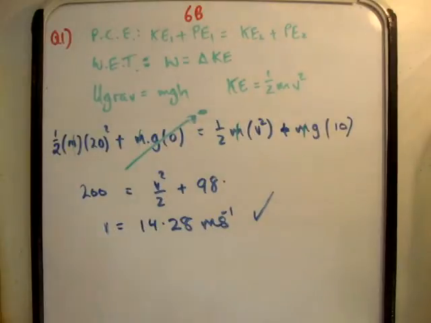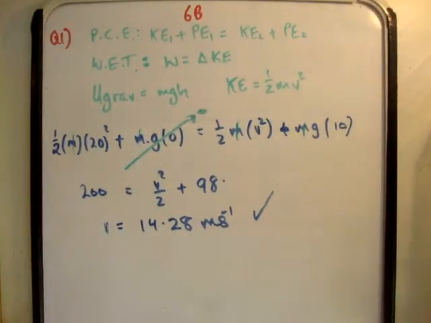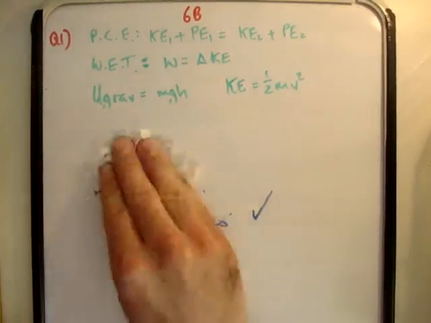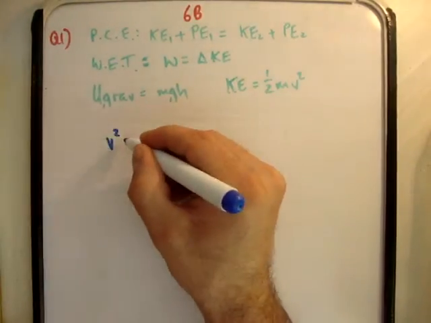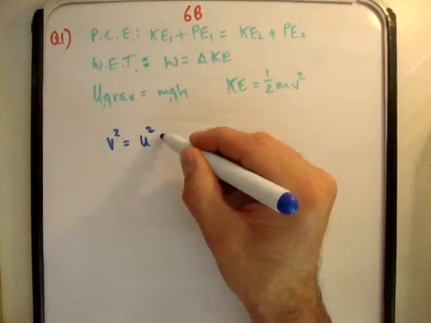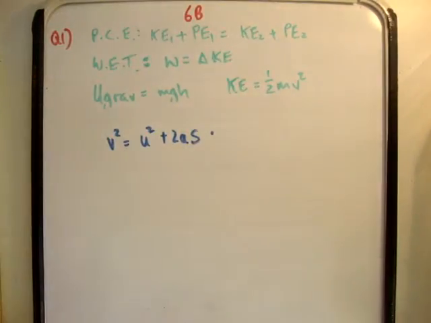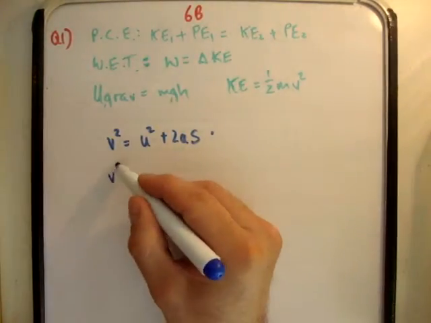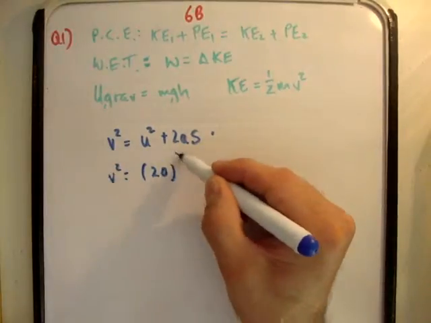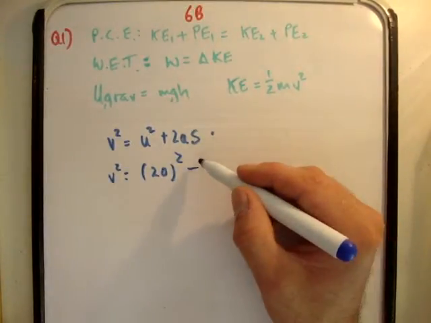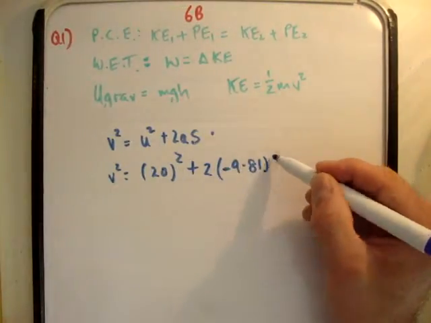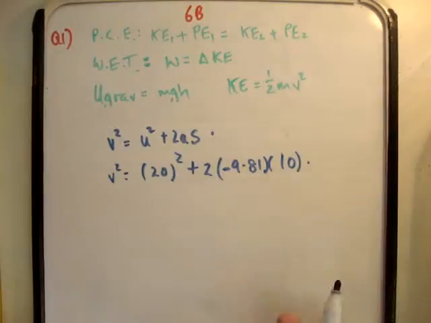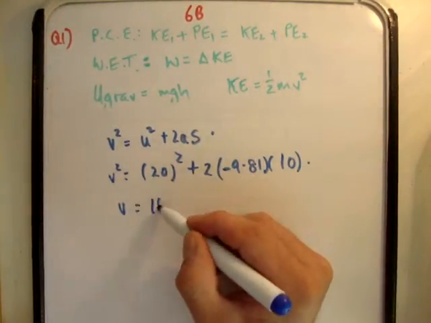That shows you, of course, that we're able to work out the velocities just using the work energy theorem or the principle of conservation of energy. Now, just to prove that we can do it using the projectile analysis, if we remember, of course, from accelerated linear motion that v squared is equal to u squared plus 2as, let's apply the same thing here. We're going to get v squared is equal to 20 squared, plus 2 times negative 9.81 times distance, which is 10, and if you work that out, you're going to get v is equal to 14.28 again.